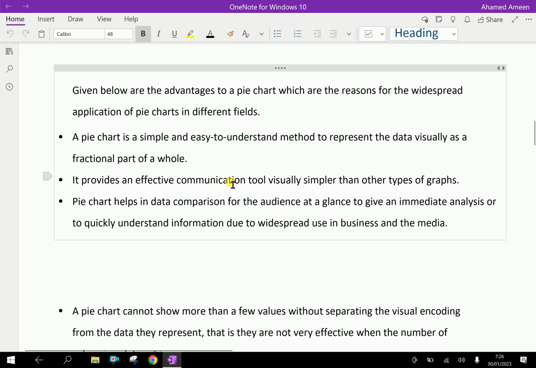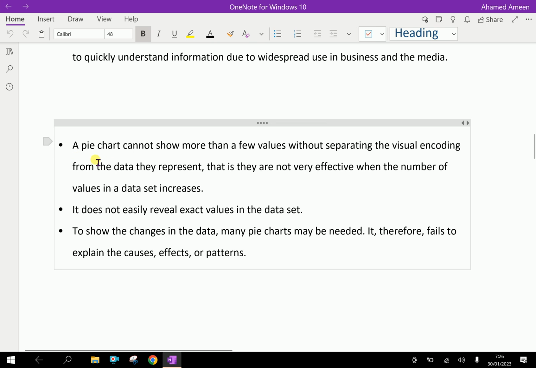Compared to other types of graphs, the pie chart is very attractive as well as easy to understand. A pie chart helps in data comparison for the audience at a glance, to give an immediate analysis or to quickly understand information, due to widespread use in business and media.